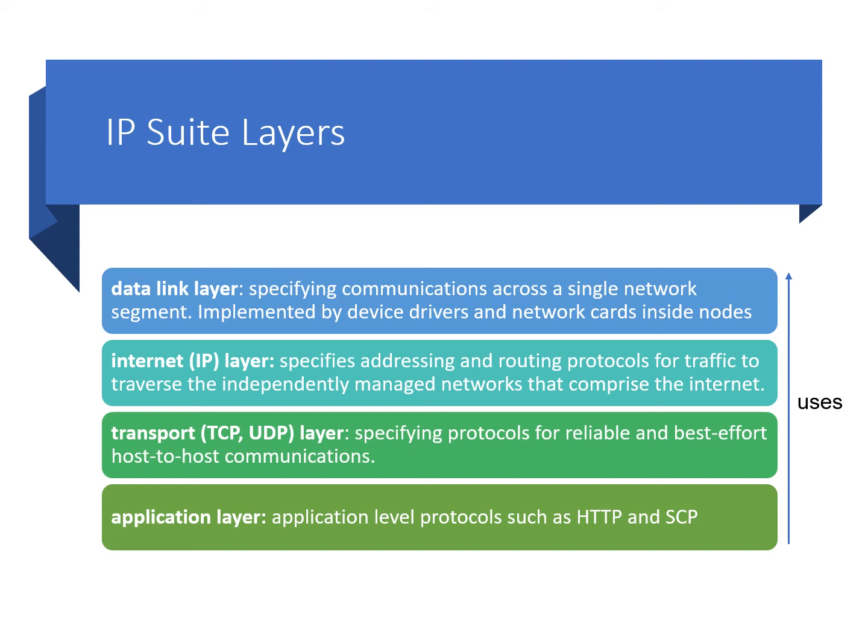The transport layer builds on top of the IP layer and specifies protocols for reliable and best effort host-to-host communications. This is where 2 protocols, TCP and UDP, come in, and we'll talk about these a little more later. At the top we have the application layer, which leverages the underlying layers and comprises a number of application level protocols, 2 you will have heard of, being HTTP and SCP.